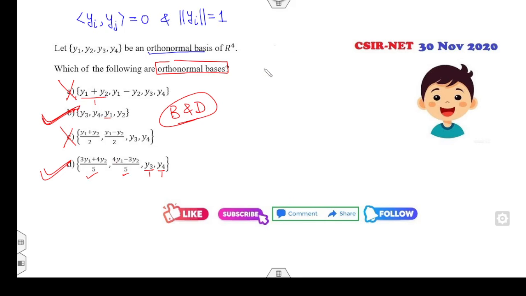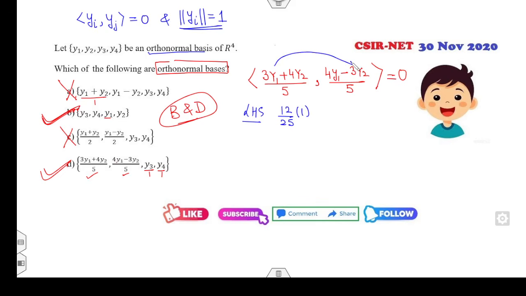Moreover, you can also check whether the dot product, that is 3y1 plus 4y2 over 5 and 4y1 minus 3y2 over 5, comes out to be 0 or not. It should also be orthogonal. So let's start from the LHS. That is 12 over 25, y1 into y1 is 1. This is y1 and y2, which is 0. y2 and y1 is 0, minus 12 over 25, y2 into y2, that is 1, giving 0. Fine. So yes, B and D are the right answers.